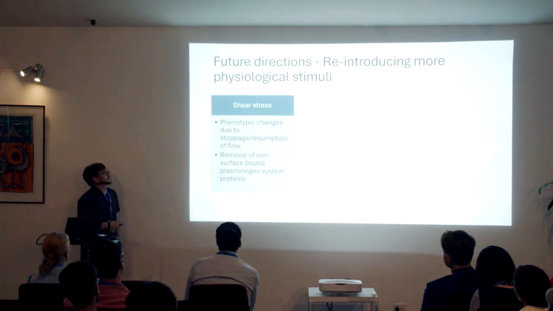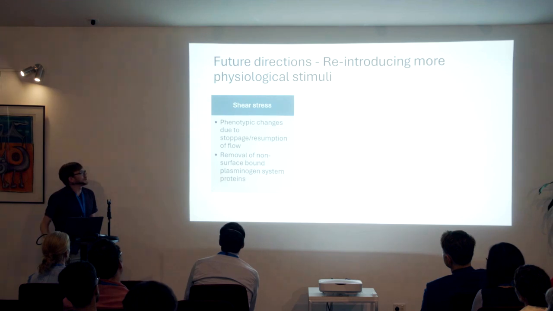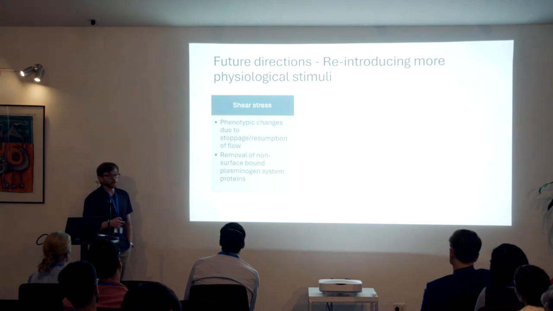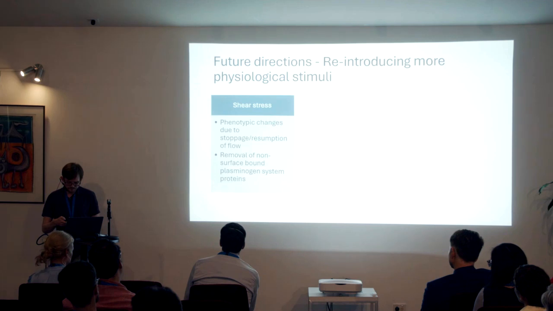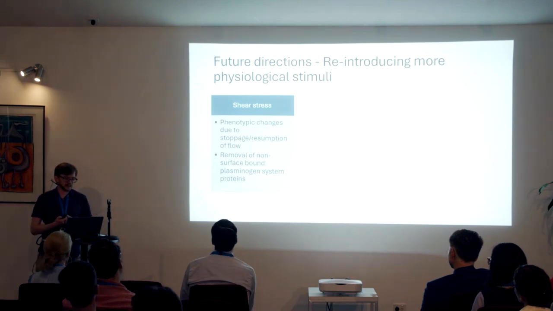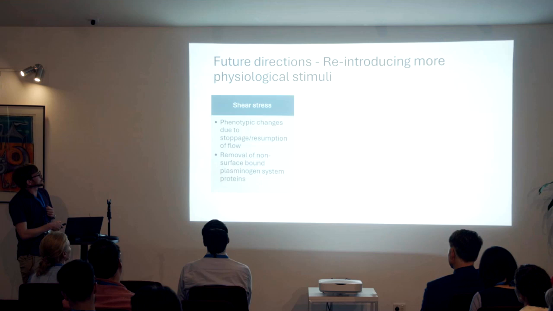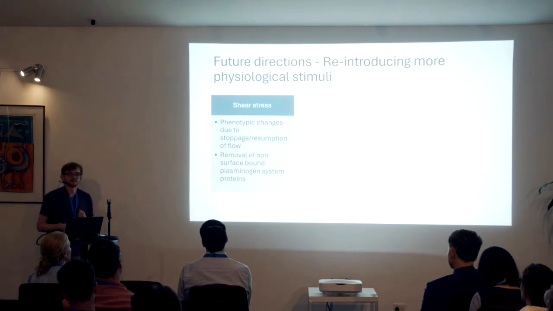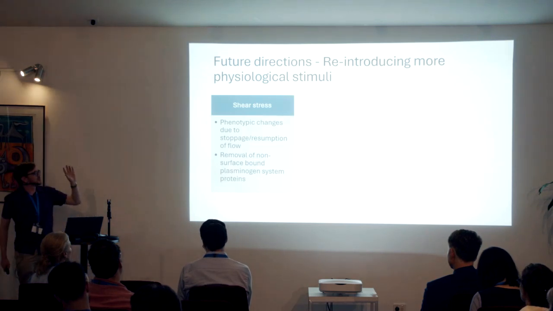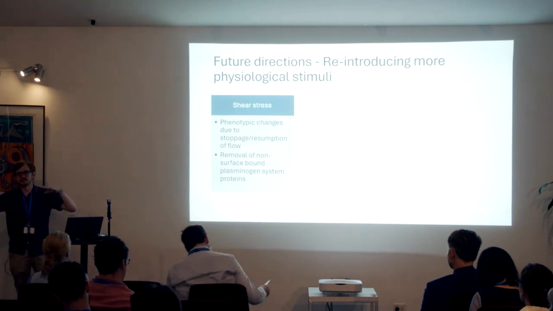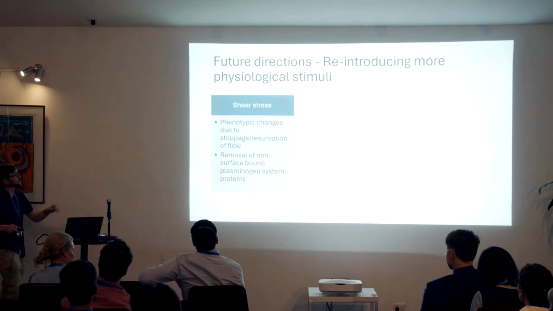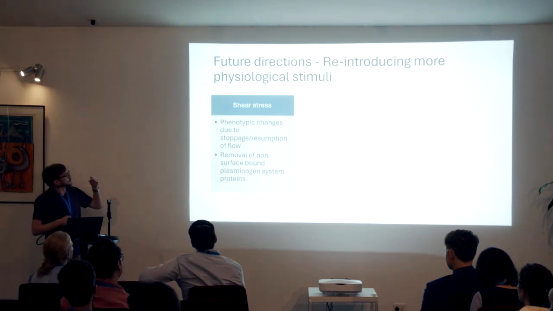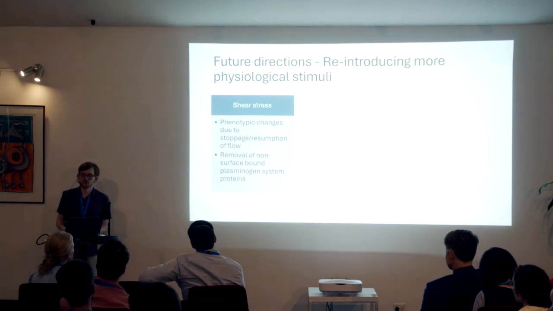The first of these is shear stress. So obviously, an endothelial cell in the body is constantly being perfused by fluid over the surface. And that causes the cells to tighten and really causes these cells to maintain that integrity. And it also causes the removal of non-surface bound plasminogen system proteins. So I've done some provisional things with alpha-2 antiplasmin and plasminogen and all the complications. It gets very in-depth, but happy to chat further if anyone would be interested. But I think really a shear stress, a reperfusion model would be great.